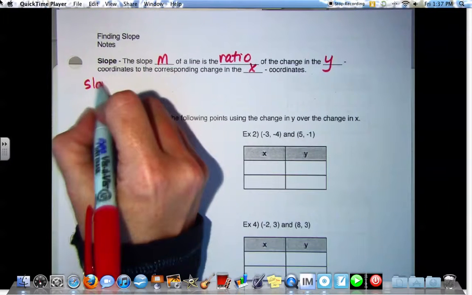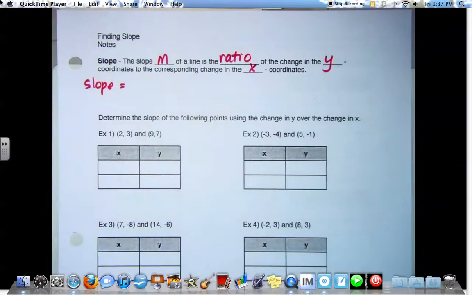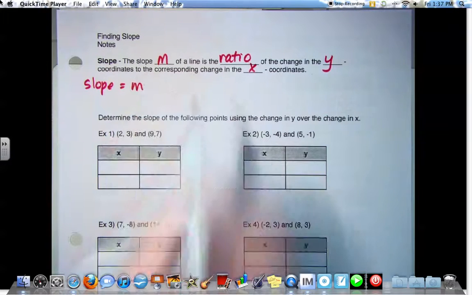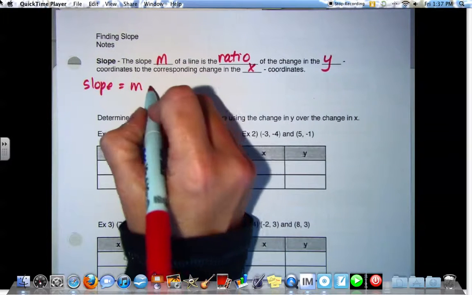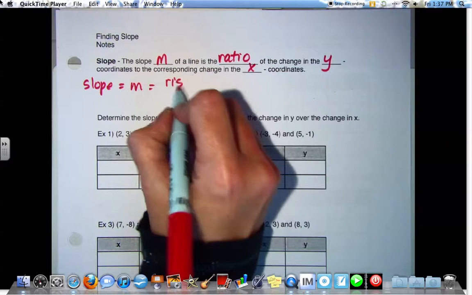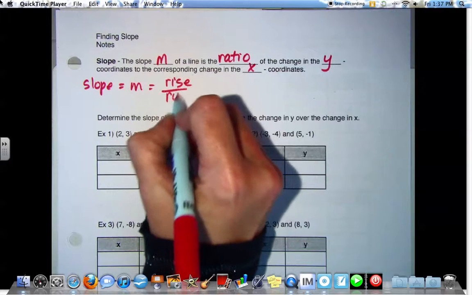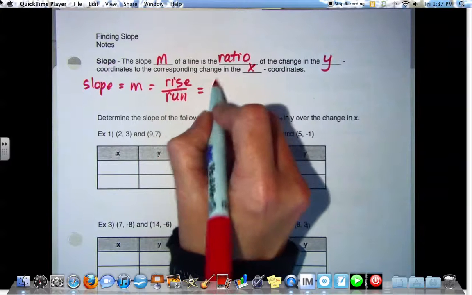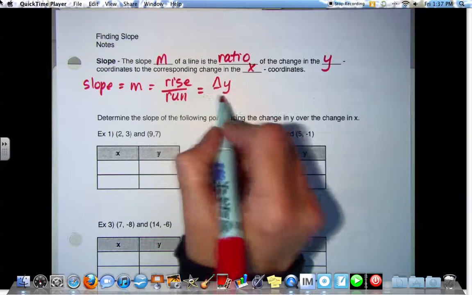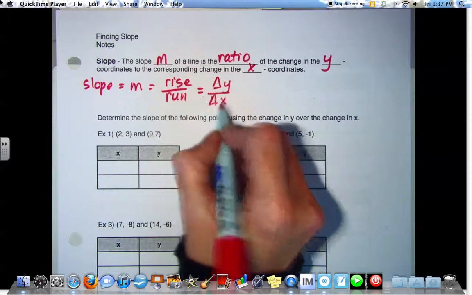So slope can be expressed several different ways. We see it as a letter m when we write it out in slope-intercept form. We can express it as rise over run. We can say it's the change in y over the change in x.